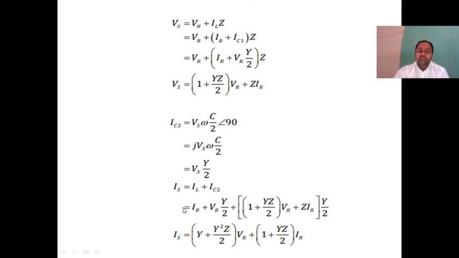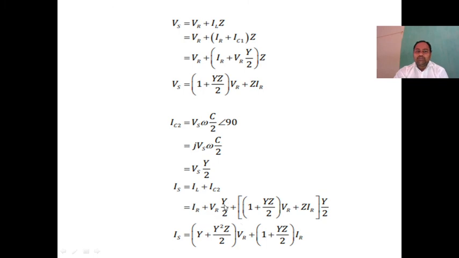Substitute the values. What is the IL value? IL is nothing but IR plus IC1, and IC1 is nothing but VR Y by 2. So substitute directly: IR plus VR Y by 2.